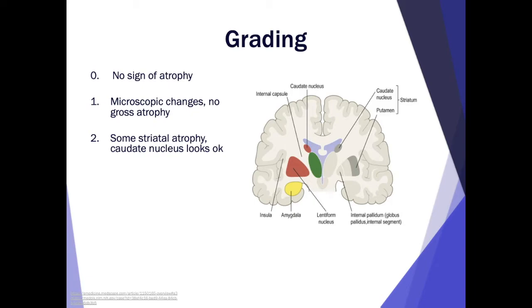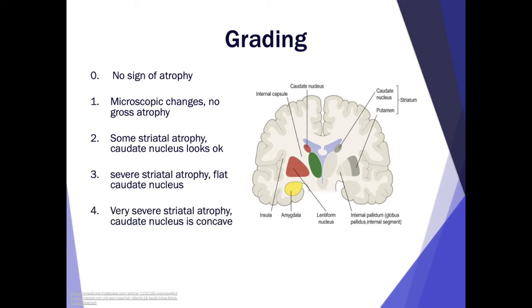At grade 3, there's severe striatal atrophy, and the caudate nucleus will be flatter. And then at grade 4, when you have very severe striatal atrophy, the caudate nucleus will be concave.